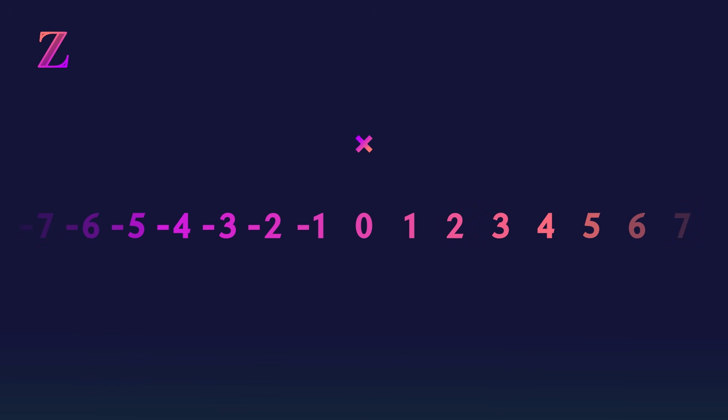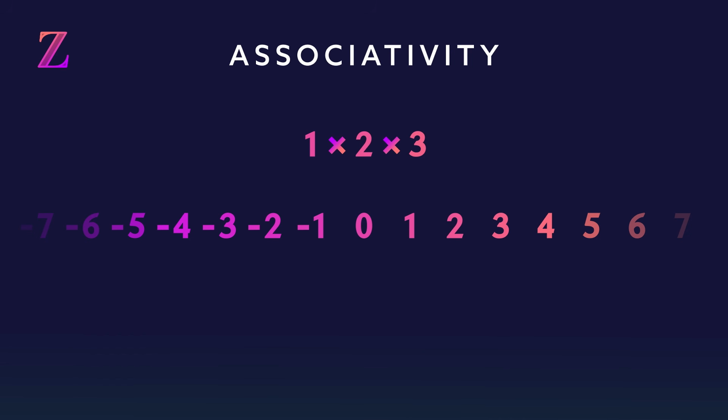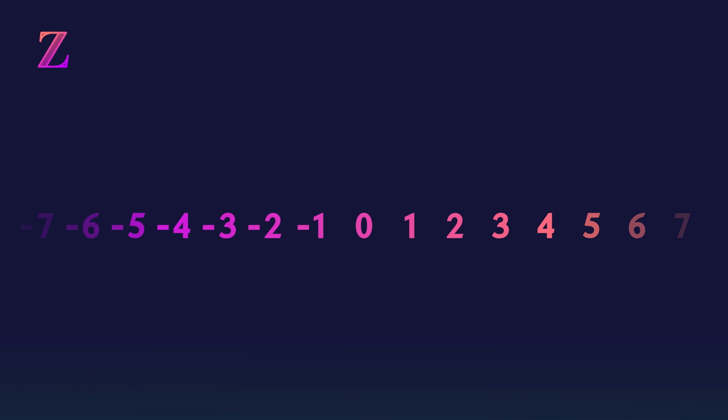I mean, let's check the axioms. Closure is satisfied because multiplying 2 integers gives another integer. Associativity is also satisfied. The neutral element is now 1, as multiplying by 1 leaves any element b. But it's the last rule that is not satisfied.